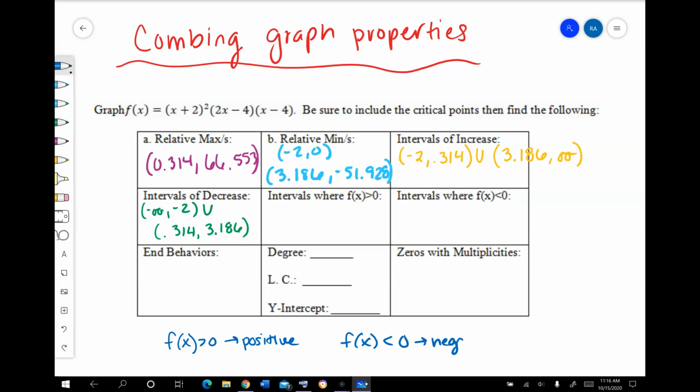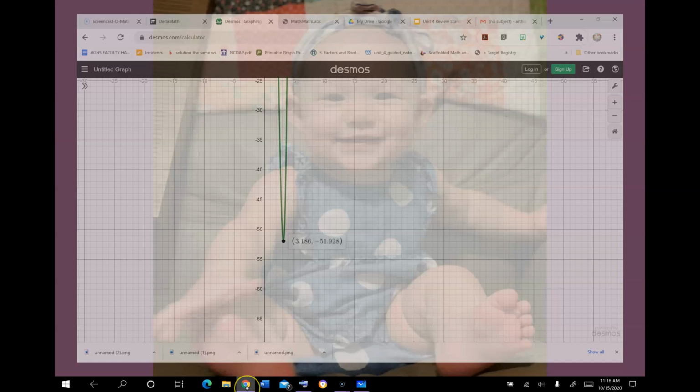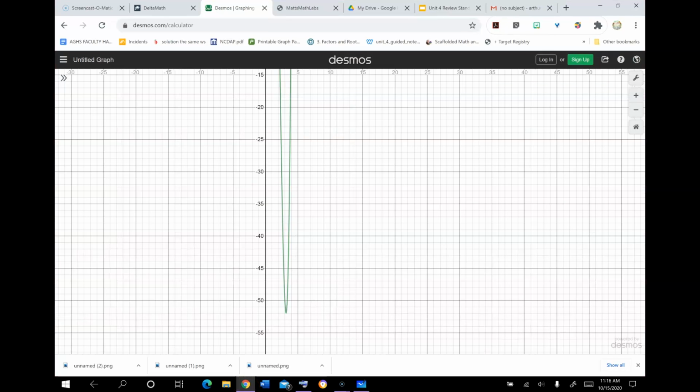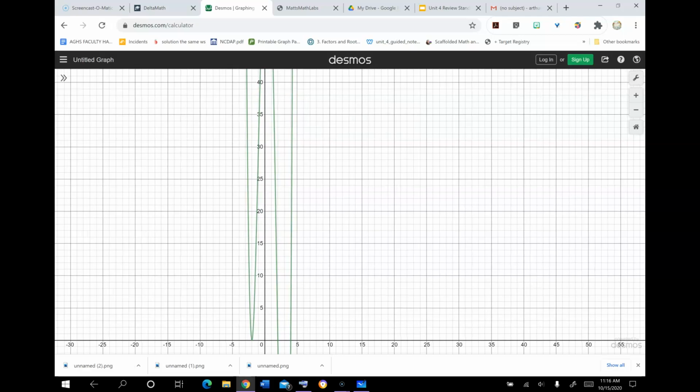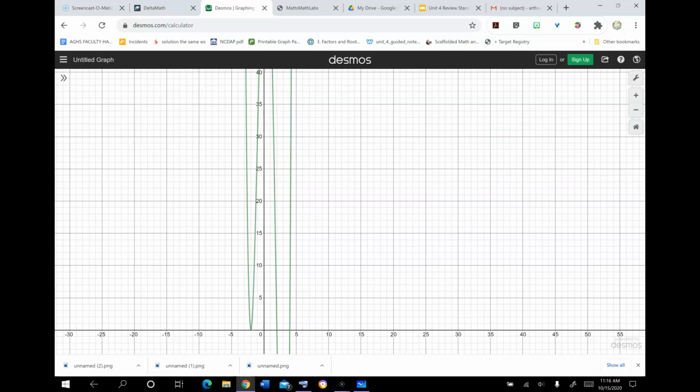Okay? So remember, positive is above the x-axis and negative is below the x-axis. So, here we go. Where is this graph positive? Well, to be positive, we've got to be up here. Remember, you start at negative infinity. It's always negative infinity on the first line, and positive infinity on the second line.